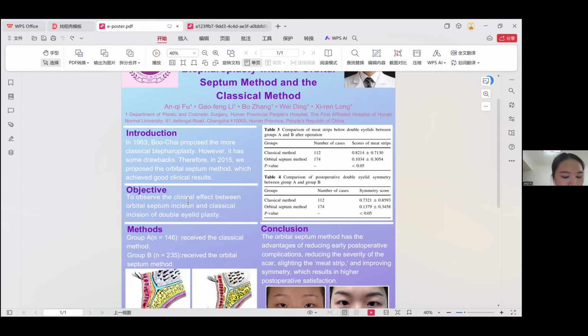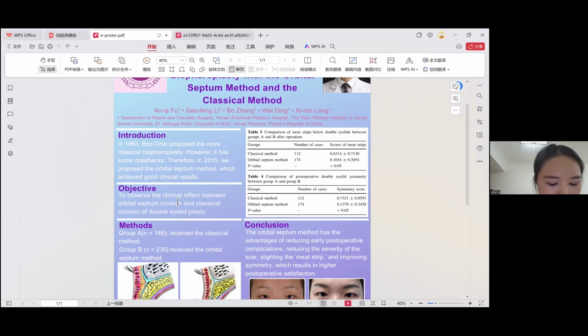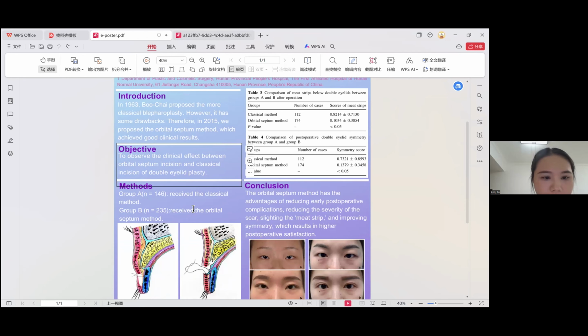A total of 381 patients who underwent double eyelid blepharoplasty by incision in our department during 2019 were retrospectively analyzed. All patients were divided into two groups using the random number table method. The patients who underwent the classic method were defined as Group A, and those who underwent orbital septum surgery were defined as Group B. Both groups of operations were performed independently by the same operator.